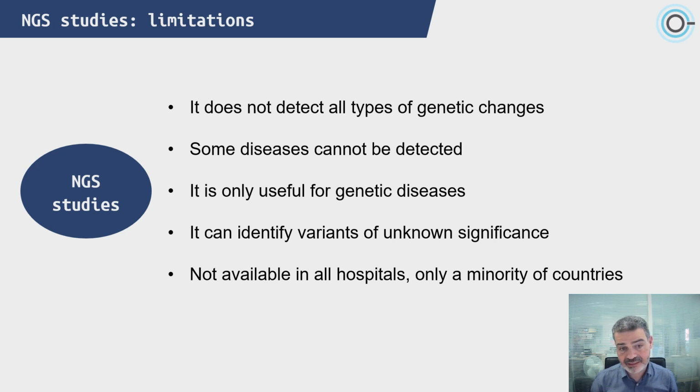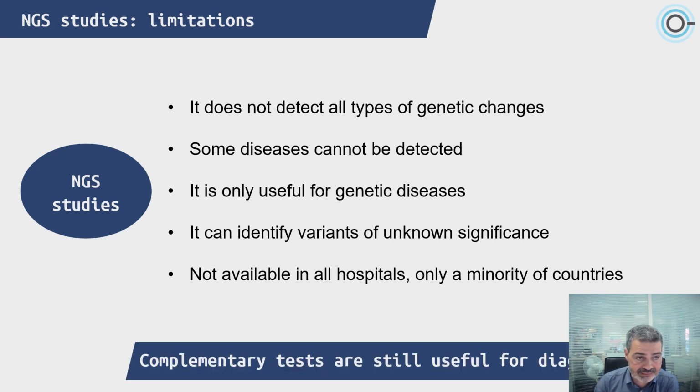It can identify variants of unknown significance, and that's a problem because then we need to validate the pathogenicity of the new variant that has been identified. And NGS is not available in all hospitals. It's only available in a minority of countries. There are many countries around the world that still use Sanger for the diagnosis of their patients. So the reality is that in front of this situation, complementary tests are still useful for the diagnosis.